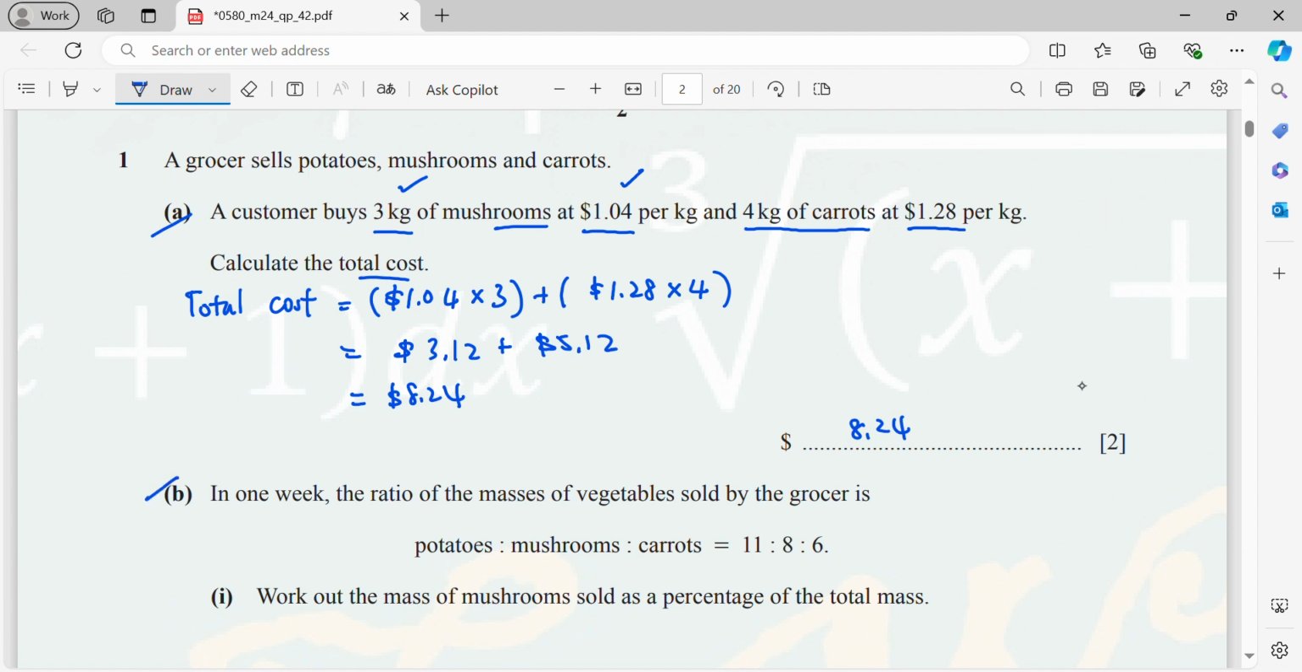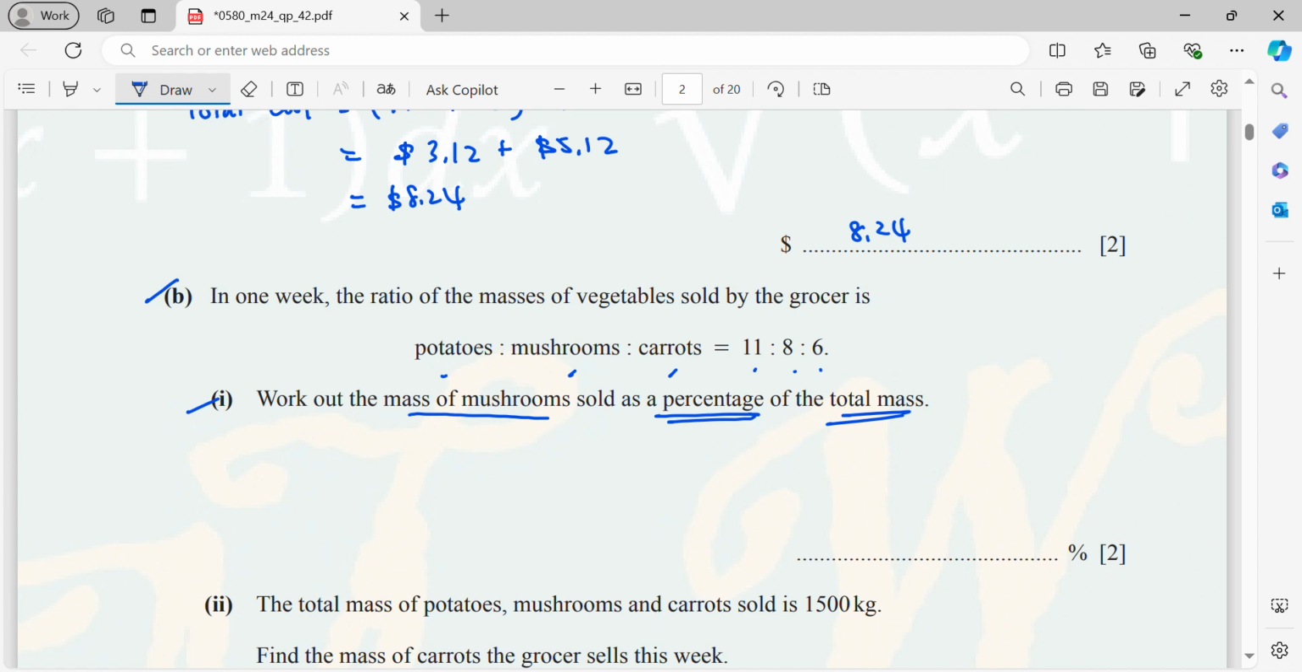Okay, now B, in 1 week, the ratio of the masses of vegetables sold by the grocer, potatoes to mushrooms to carrots, is 11:8:6. First part, work out the mass of mushrooms sold as a percentage of the total mass. Okay, so from here I know that the mushroom is 8. This is potatoes and here is the carrots ratio.